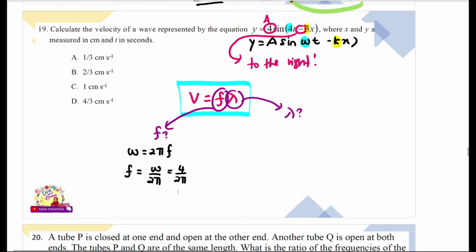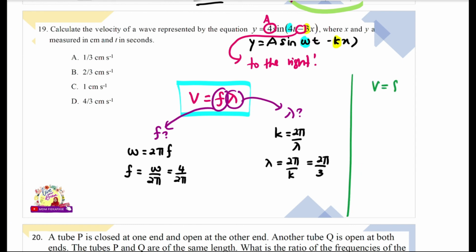Lambda kita mesti ingat. Kalau dah biasa buat latihan, you dah ingat. You nak cari lambda daripada nilai K, where K from the equation is equal to 3. Okay, so nak cari lambda, K is equal to 2 pi over lambda. So lambda is equal to 2 pi over K, di mana nilai K daripada equation adalah 3. Okay, so sekarang kita boleh selesaikan where V is equal to F lambda. Therefore, V is equal to 4 over 2 pi times lambda 2 pi over 3.